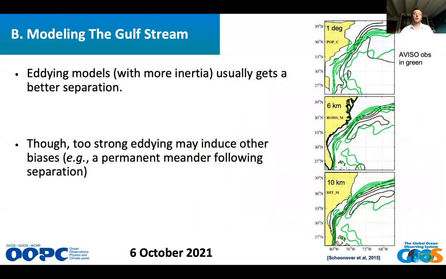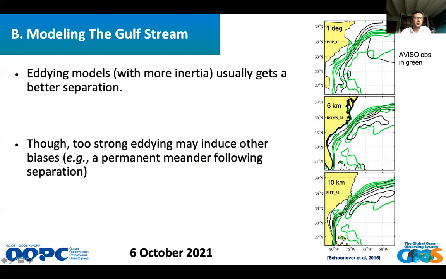This problem is often solved by increasing the resolution, diminishing the effective viscosity to get a more inertial Gulf Stream. So then usually the separation becomes more realistic. You can see an example of that on the figure. You have an overshooting model, you see the contours in black here on the upper panel, compared to the observations in green, so how it should be. So this is strongly improved when we get to eddying models with 6 and 10 kilometers here.